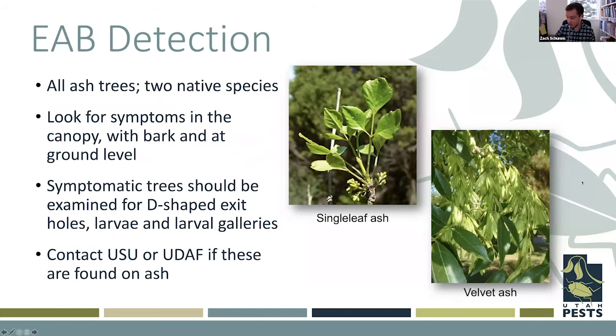So in Utah, we have two native species of ash trees. There are many others that are just ornamentally planted. However, these two native species, single leaf ash and velvet ash, are most definitely susceptible.